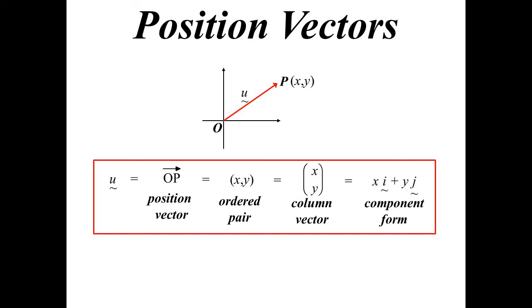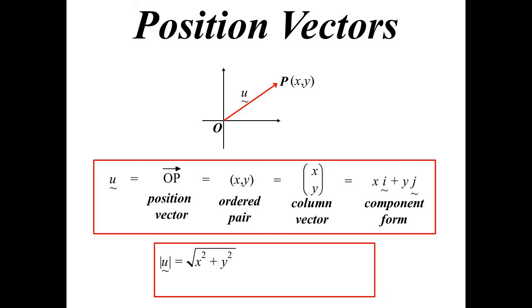And of course, if we break it into its components, we have x in the i direction, which traditionally is the horizontal vector, and y in the j direction, which traditionally is the vertical vector. The length of the vector, again, it's just Pythagoras, square root of x squared plus y squared. And the direction of the vector is the angle it makes with the positive x-axis, and can be worked out using trig, of course.